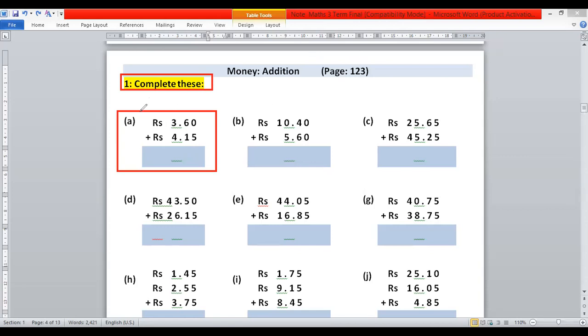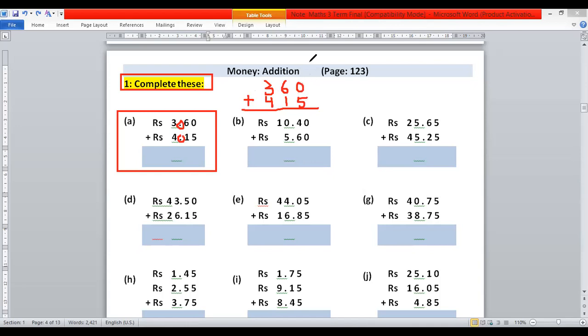In the first sum, the price is Rs 3.60 plus Rs 4.15. Let us write these prices without the point. So we will write 360 plus 415. First of all, we will write these prices without the point, meaning we will not write this point. We will add this money in the same way as we add numbers.